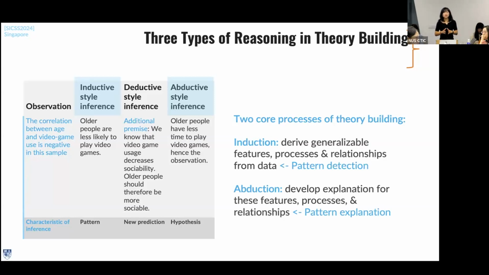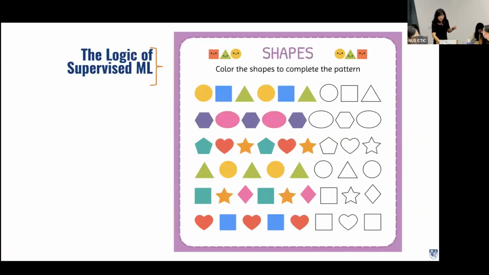But with abduction, we're trying to develop explanations of why we observe these patterns, right? We're trying to explain the pattern instead of just surfacing these patterns. And these are the two core processes of building new theories. And what's the logic behind machine learning, right?